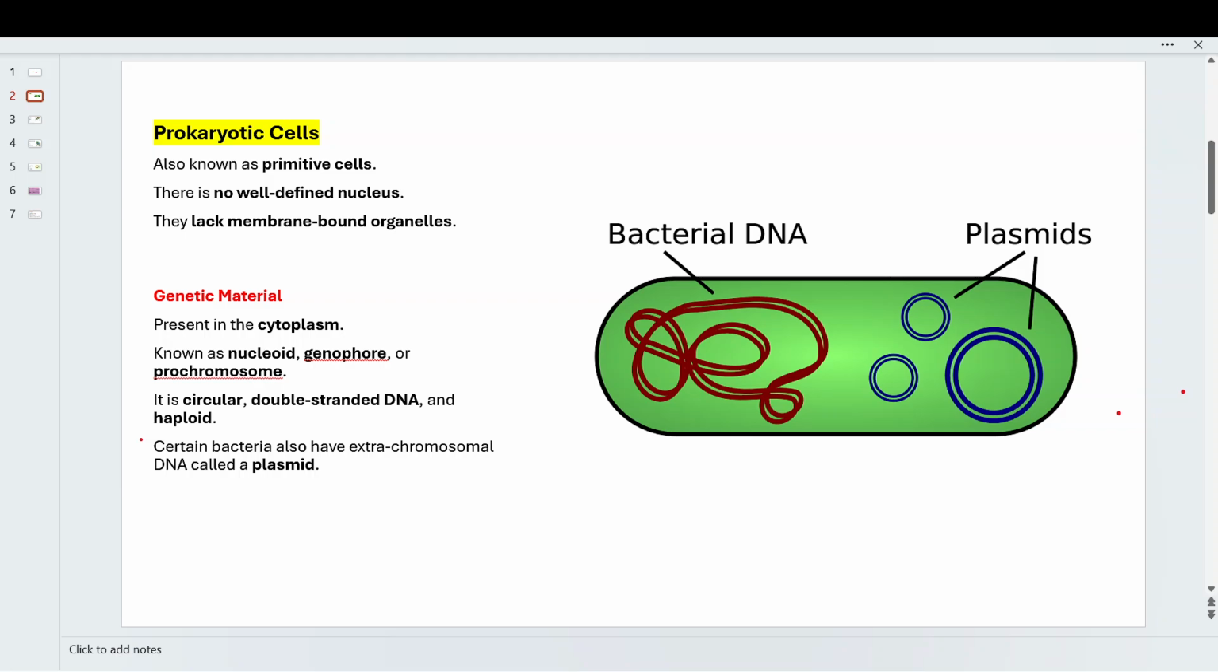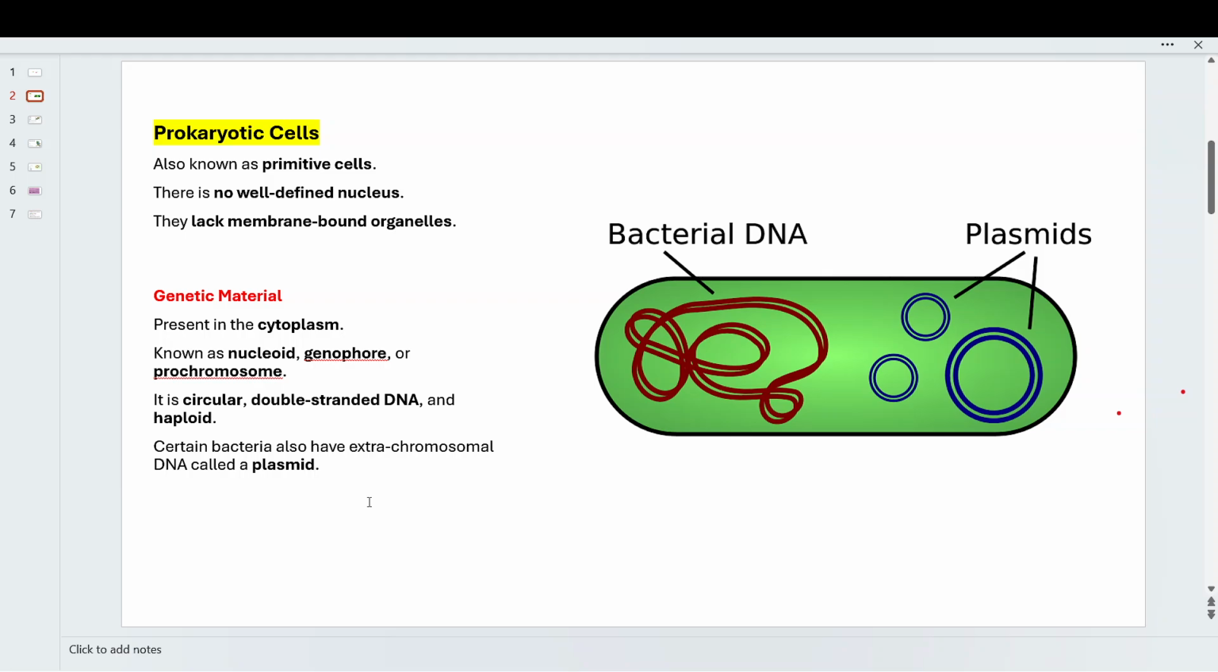On the basis of cellular organization and the presence or absence of the nucleus, cells are divided into two main types. The first type is called prokaryotic, which have a simple cellular organization, and the second type is eukaryotes, which have a higher and more complex cellular organization. So, in today's class, we will focus only on the prokaryotic cell, that is, the simpler ones, and understand their structure in detail.